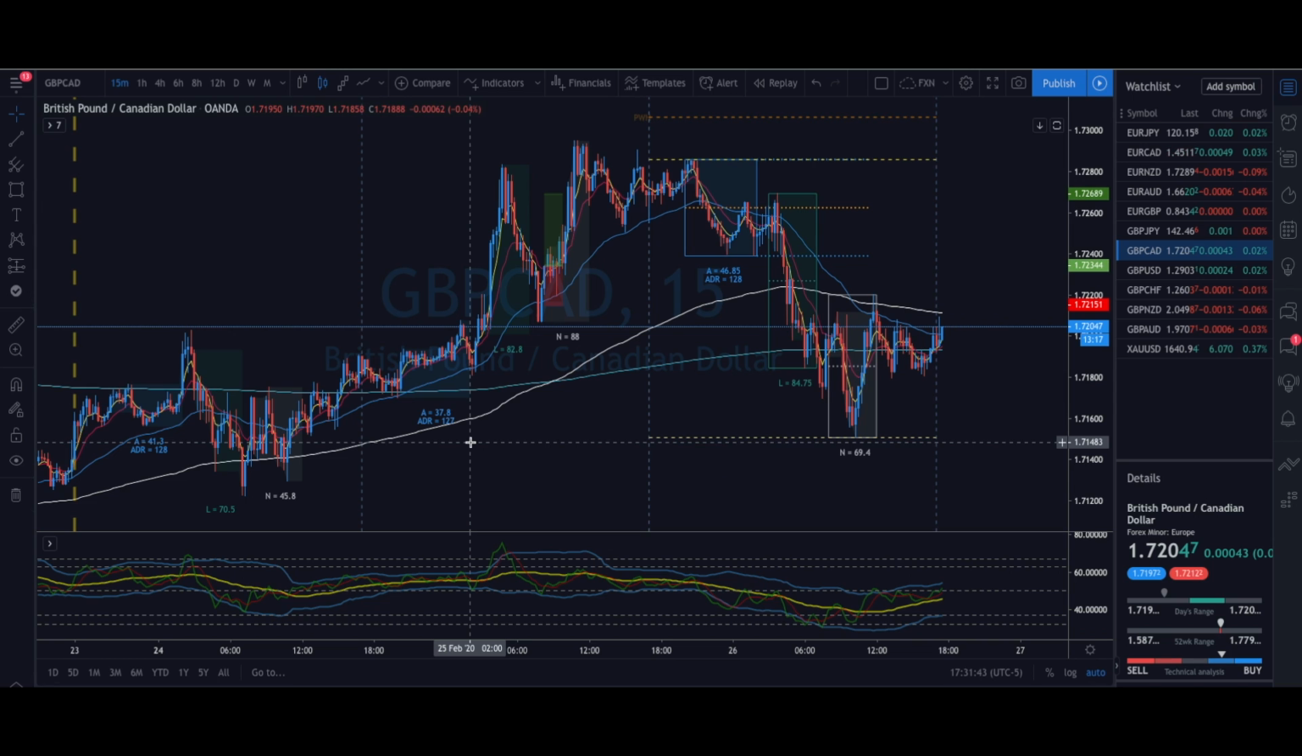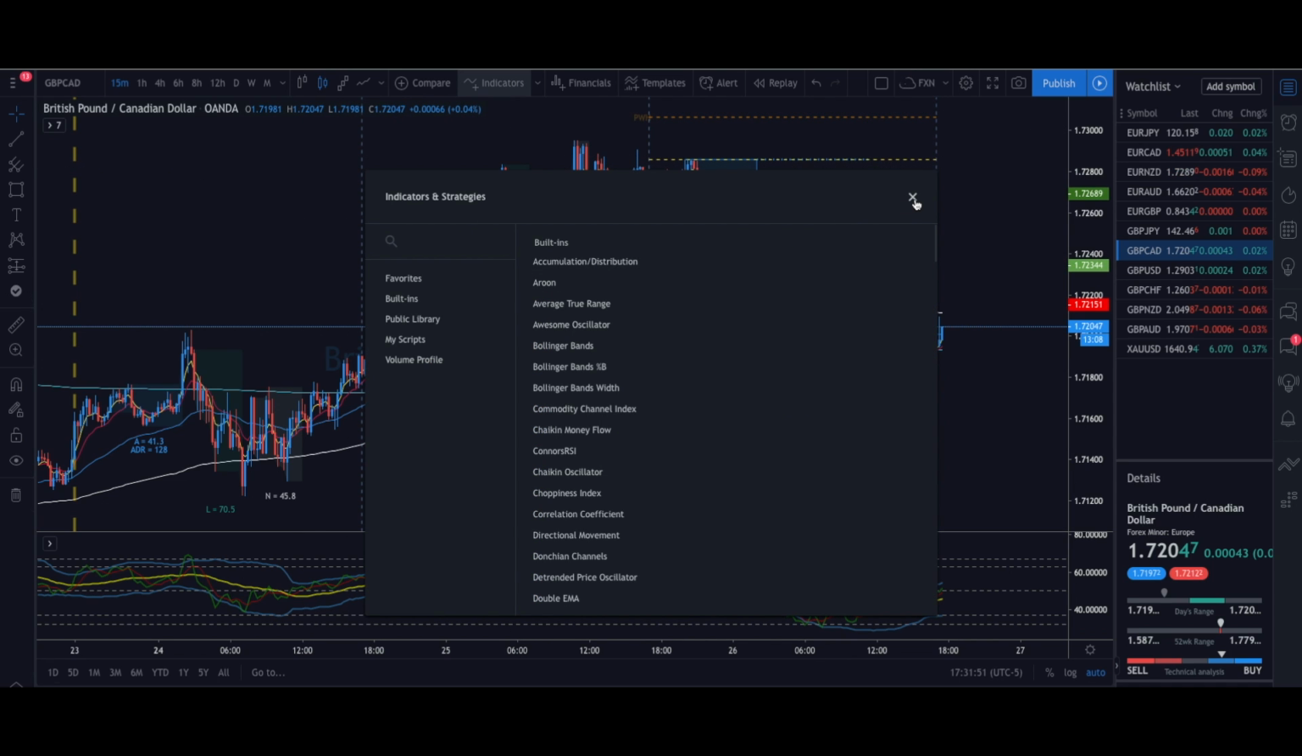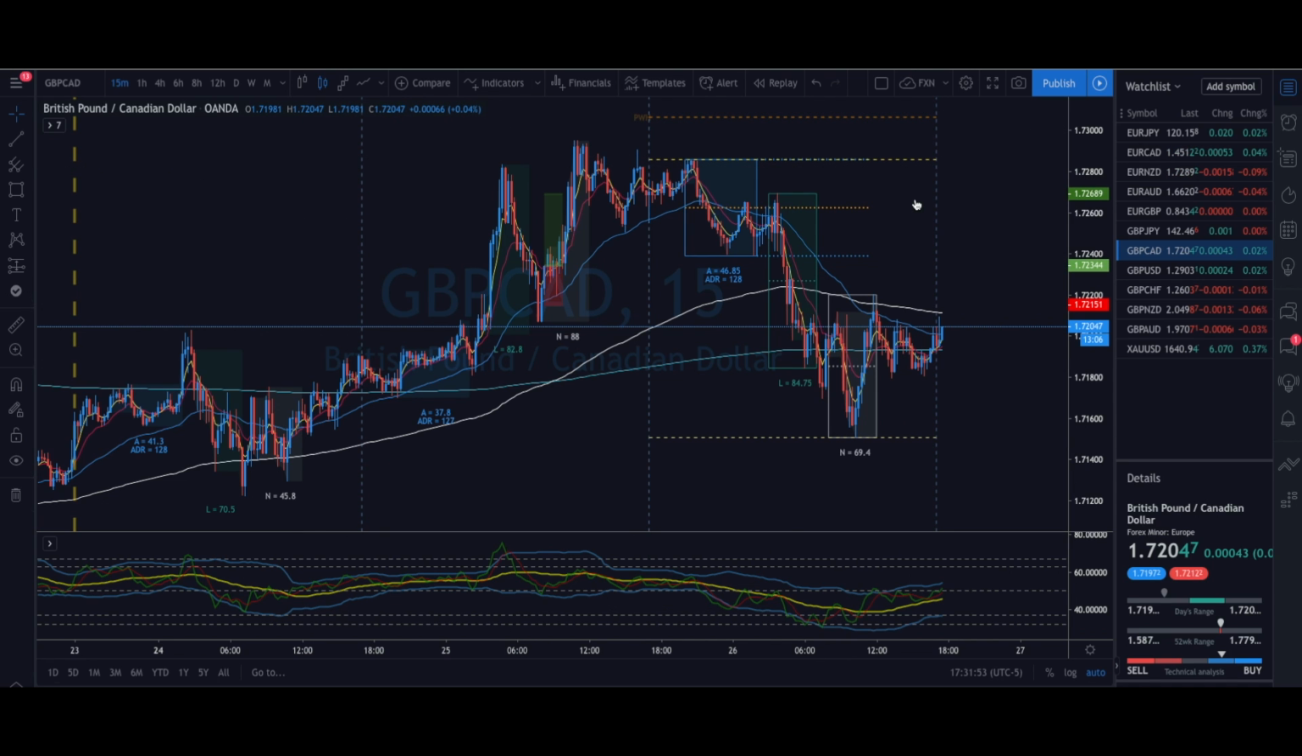And things of that nature. The rest, obviously, are your EMAs. They're all exponential moving averages, and that's how you get those on there.